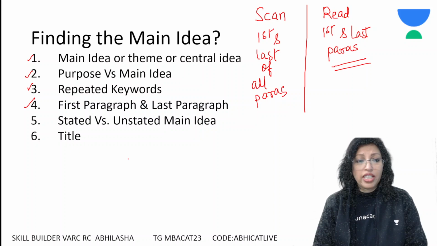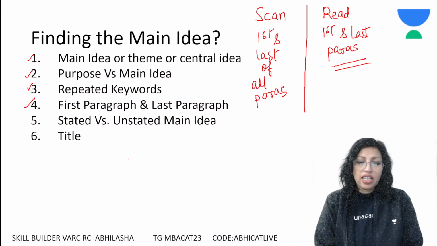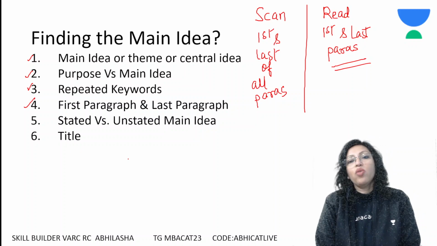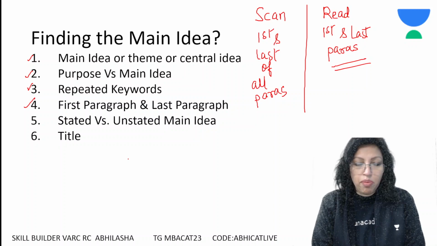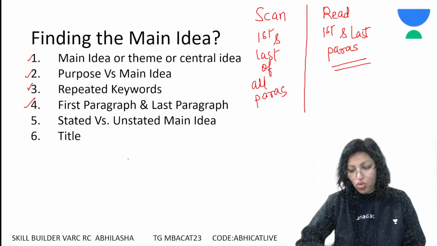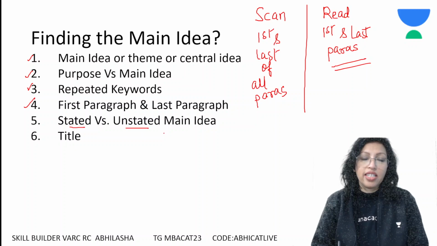Number 5. Let's come to that also. What is the stated or the unstated main idea? Well, see, the main idea, let's understand, is that thought that the writer wants to convey to you. Now, sometimes he will say it out aloud in the passage, and sometimes he may not say it out aloud also in the passage. So, you may have what is called the stated main idea, you may have what is called the unstated main idea.